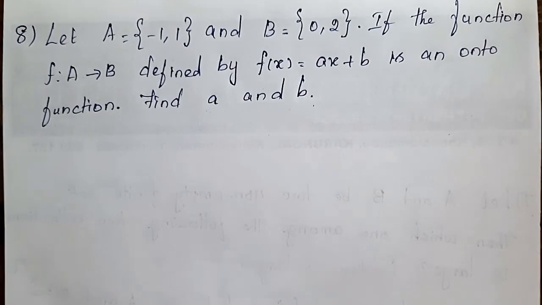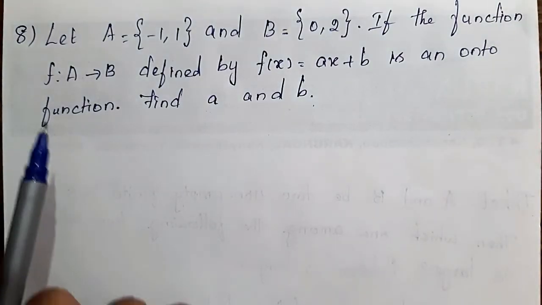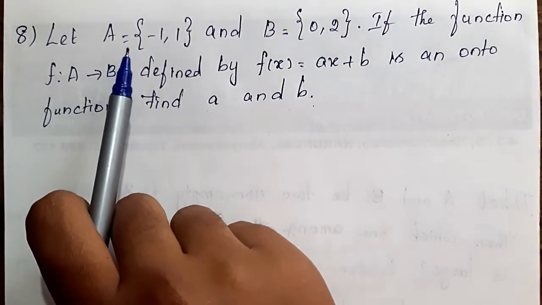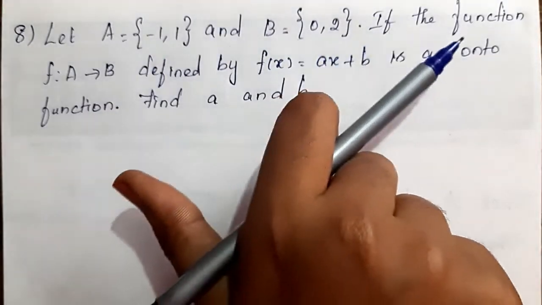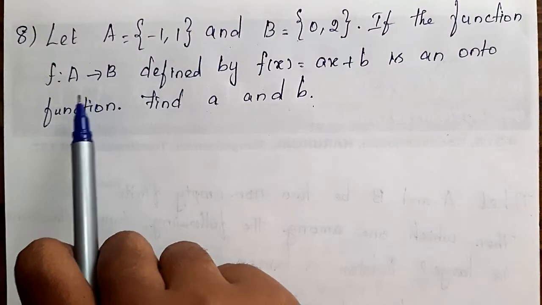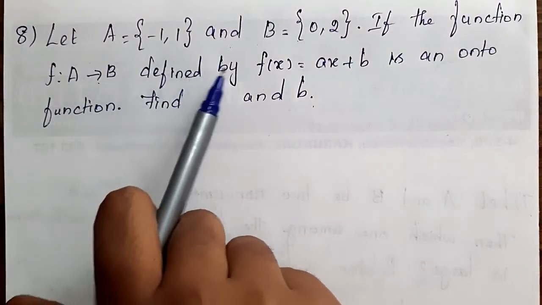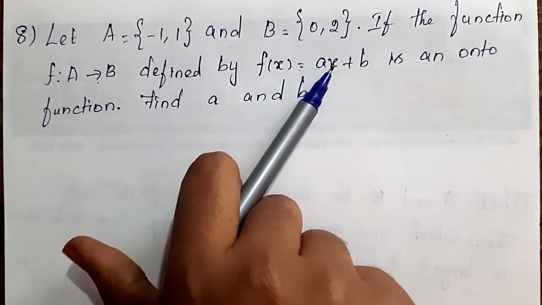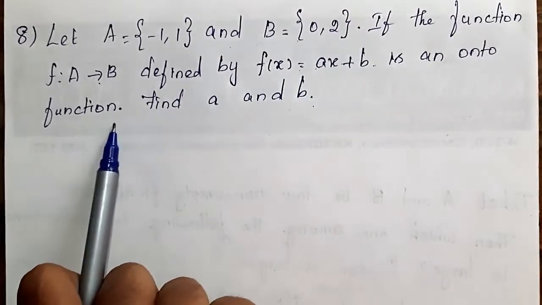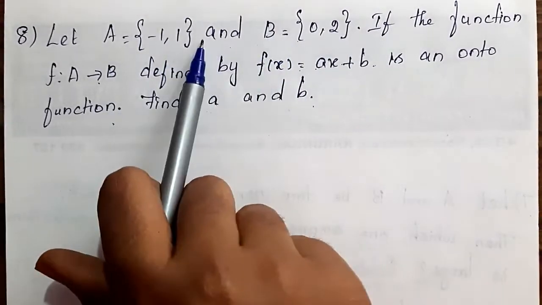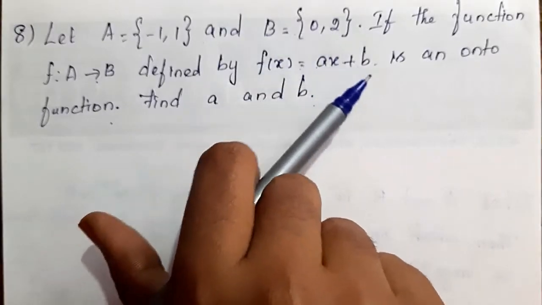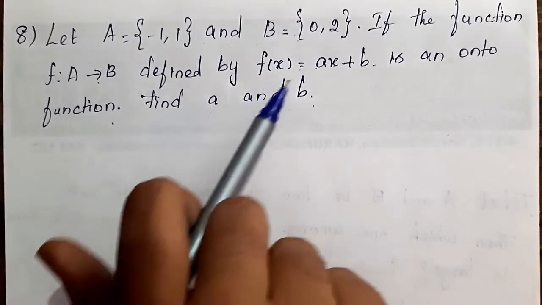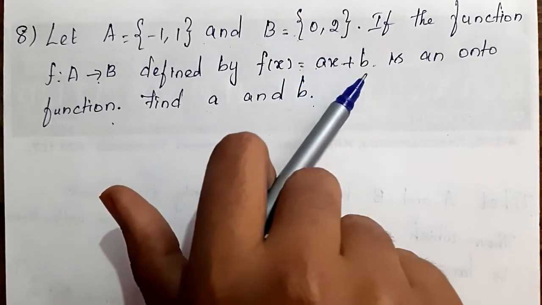8th question. This class, last question. Let A equal to the set {-1, 1}, B equal to {0, 2}. If the function f from A to B defined by f(x) = ax + b is an onto function. Two sets are given. The function from A to B is onto, but we have to find out what is a and what is b.